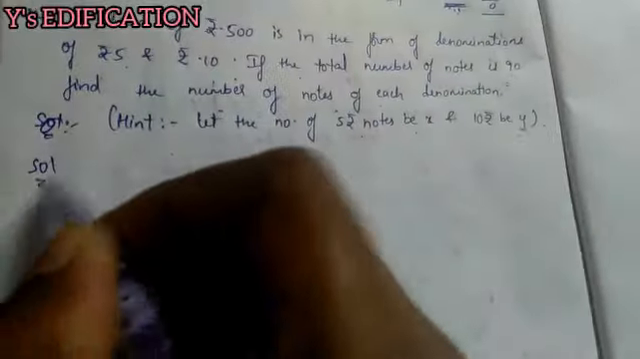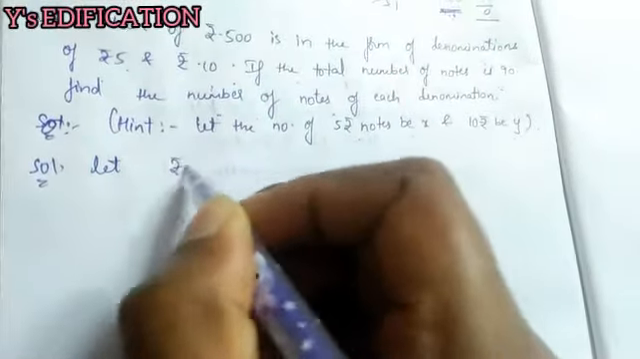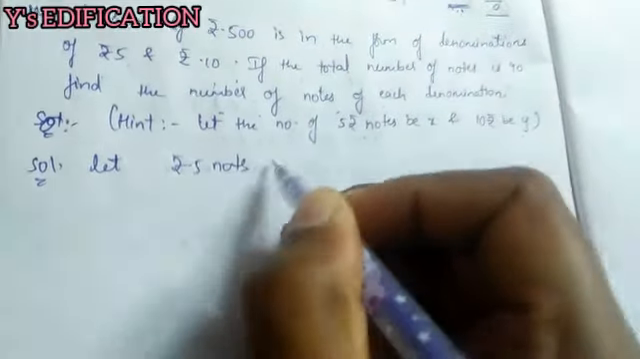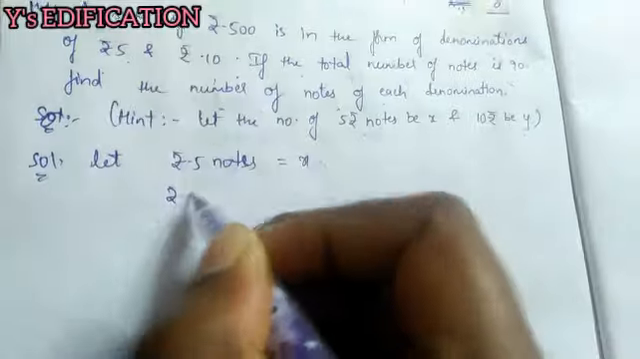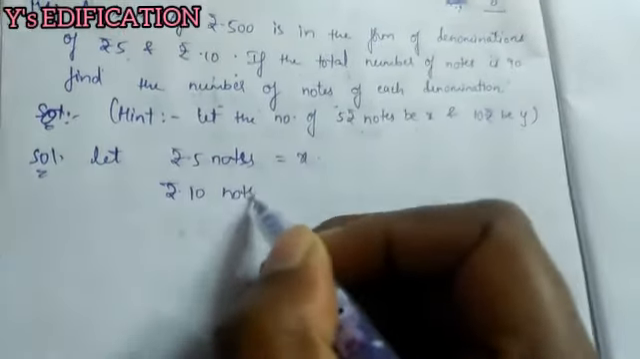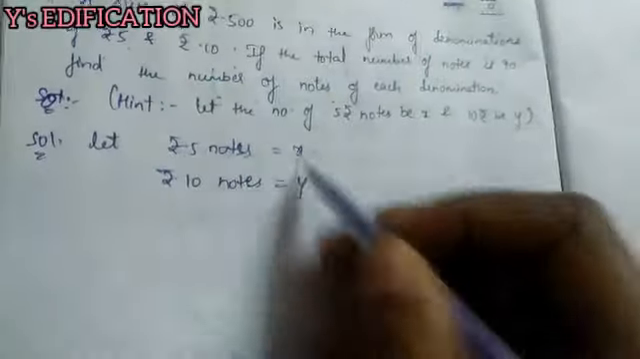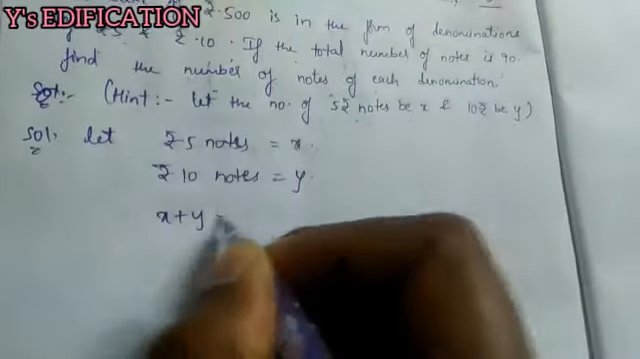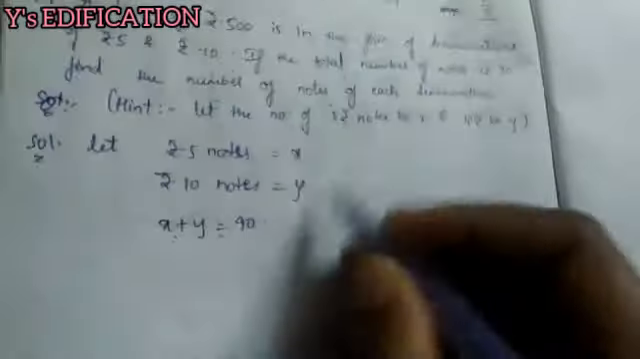So we have to assume, let 5 rupee notes be x and 10 rupee notes be y. When we add these two, the total number of notes will be 90. Total number of notes is 90. So x plus y is equal to 90.